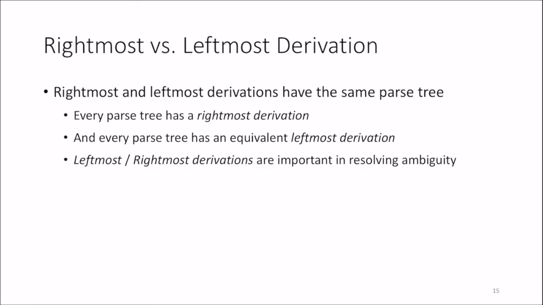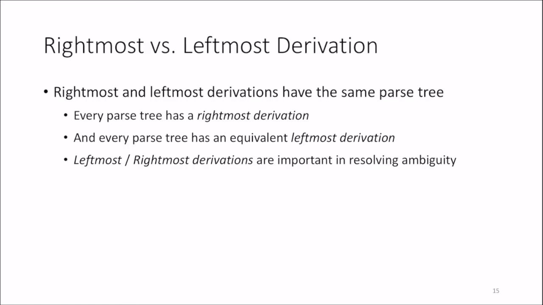So what's the difference between a rightmost and a leftmost derivation? Well, there are equivalent rightmost and leftmost derivations. Right? So every parse tree has a rightmost derivation, and every parse tree has an equivalent leftmost derivation. So just by having two different derivations is not enough. There have to be two different leftmost derivations or two different rightmost derivations.